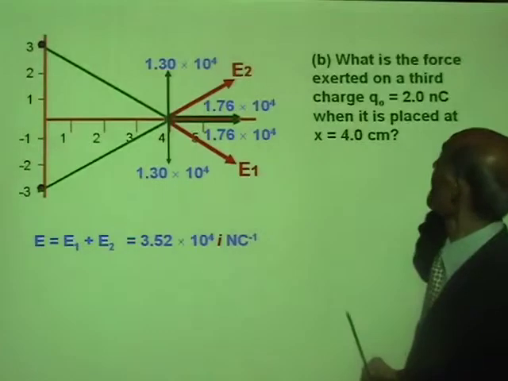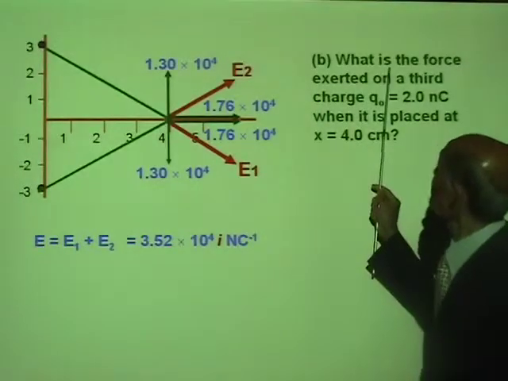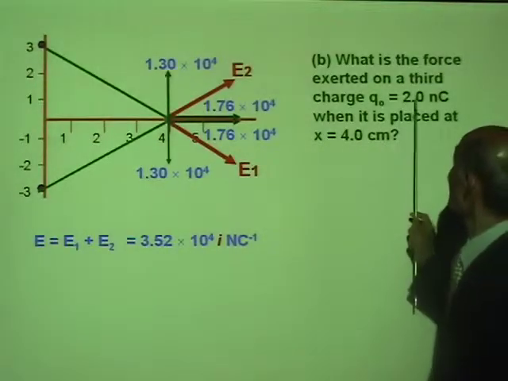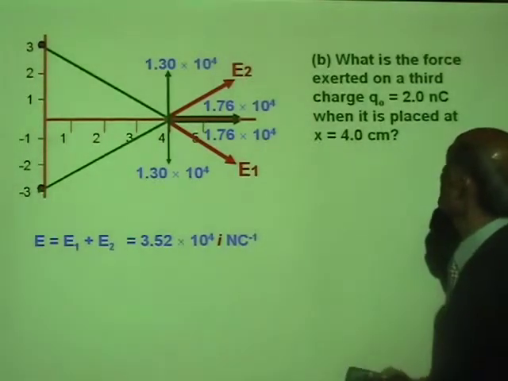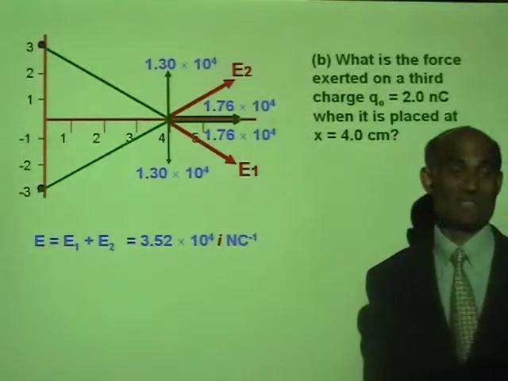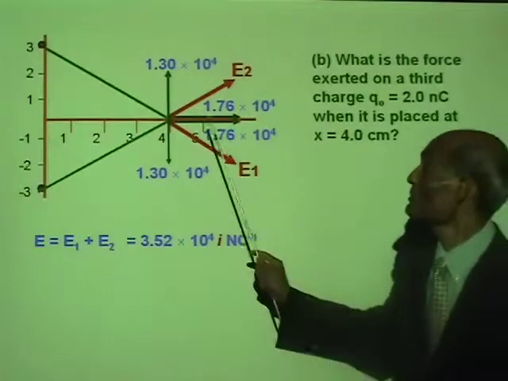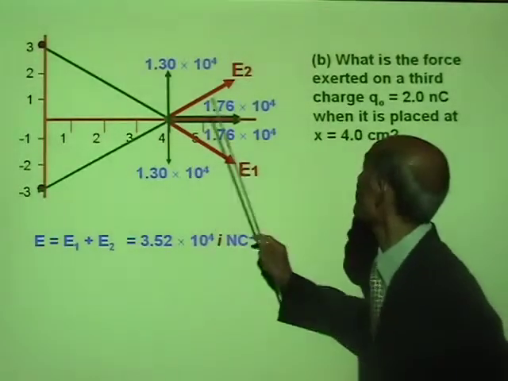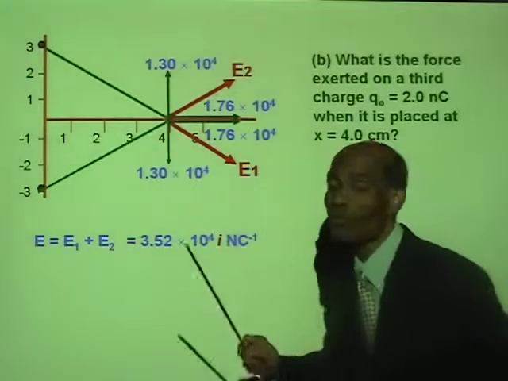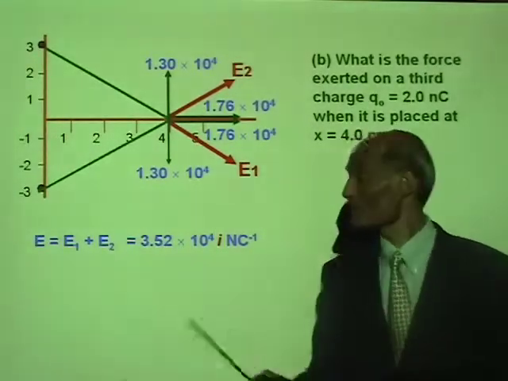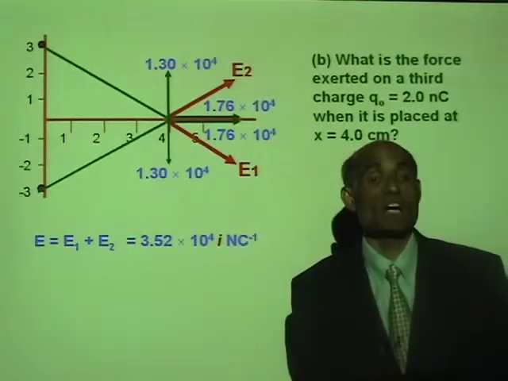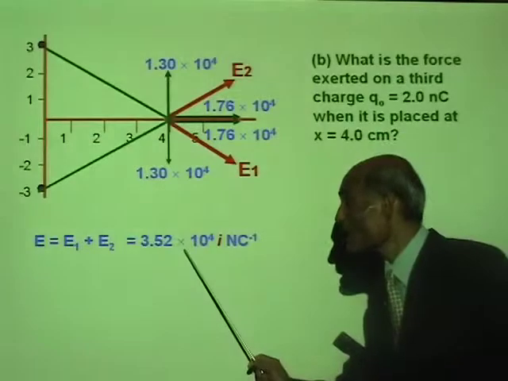What is the next thing that we need to find? What is the force exerted on a third charge Q0 equal to 2 nanocoulomb when it is placed at x equal to 4 centimeter? So now you're going to place a charge Q0 equal to 2 nanocoulomb at this point. What will be the force it experiences due to this electric field? You are placing the charge Q0 in this electric field.